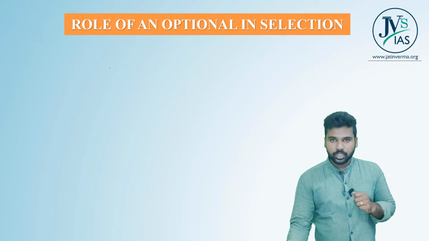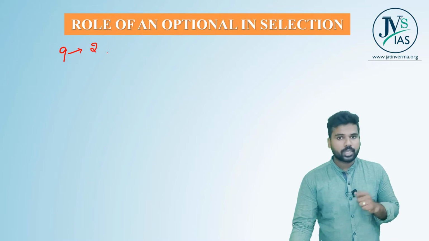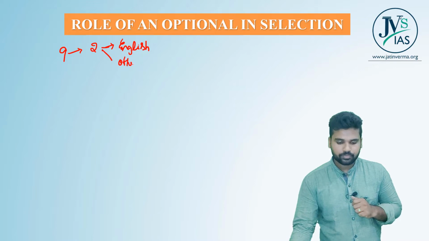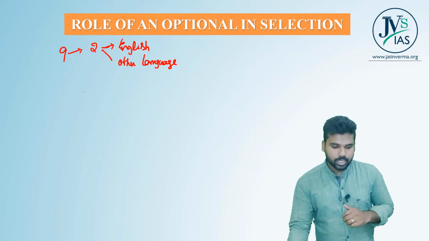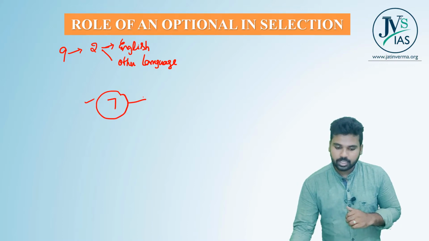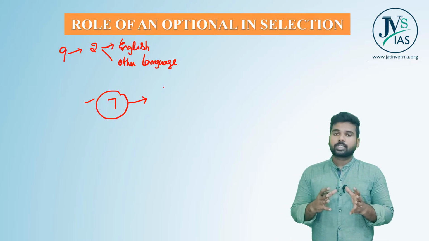As we know, in the mains examination, you have a total of 9 papers, out of which 2 papers are qualifying ones, the language papers: English and another language. It may be Hindi or any other language that is local to you. Apart from these 2, the remaining 7 papers are there for merit, that means they are calculated for rank evaluation.